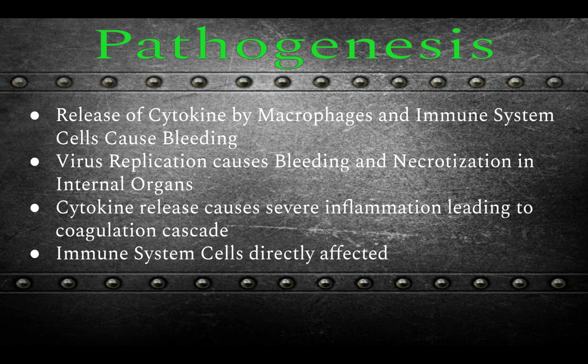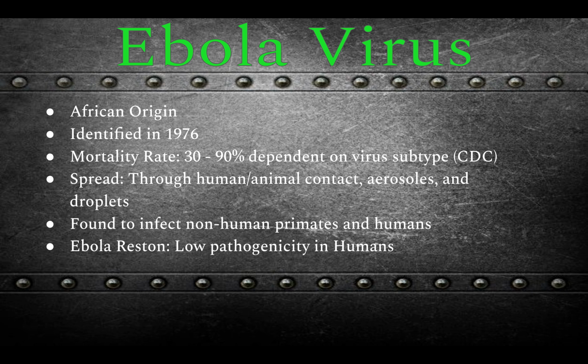The Ebola virus is one of the two famous diseases brought about by the filoviruses. The Ebola virus is linked directly to African origins and was named after where the organism was identified in 1976. Depending on the subtype of the virus, the mortality rate ranges from 30 to 90% according to the CDC, with the Zaire strains having the highest and the Reston strain having low pathogenicity in humans. Ebola is known to infect non-human primates and humans only. The Ebola virus is spread through contact with an infected human or animal, through aerosols and droplets, and through contaminated equipment.